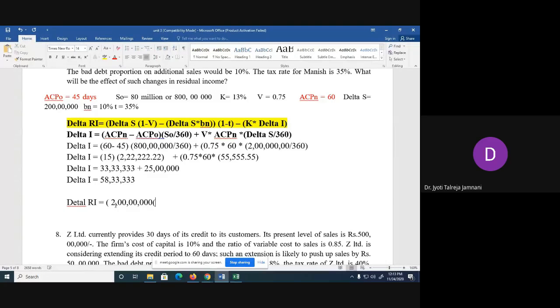Into 1 minus V. So 1 minus 0.75 you take in the bracket. V is variable cost proportion, which is given as 0.75. Minus delta S into BN. So delta S is 200 lakhs, into BN, which is nothing but the bad debt proportion, given here as 10%. So 10% means 10 divided by 100, you will take it as 0.1.